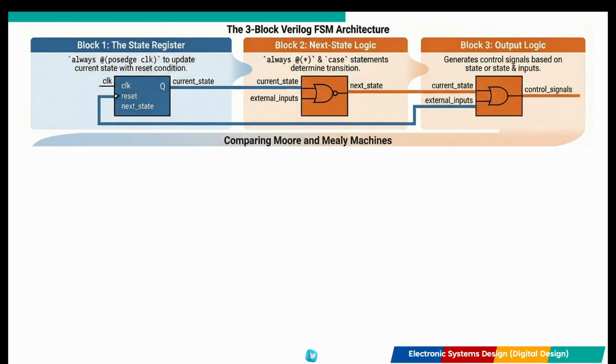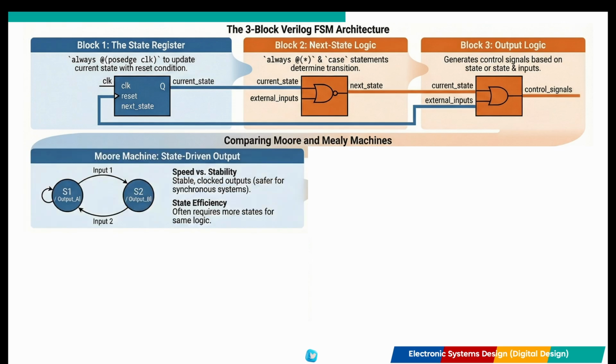Finite state machines are generally categorized into two main architectural types based on how their outputs are generated. In a Moore machine, the outputs depend only on the current state. Because the output is strictly tied to the state register, the output only changes on a clock edge. This provides highly stable, glitch-free signals. The downside is that Moore finite state machines are generally slower to respond, usually delayed by 1 clock cycle, and may require more internal states.